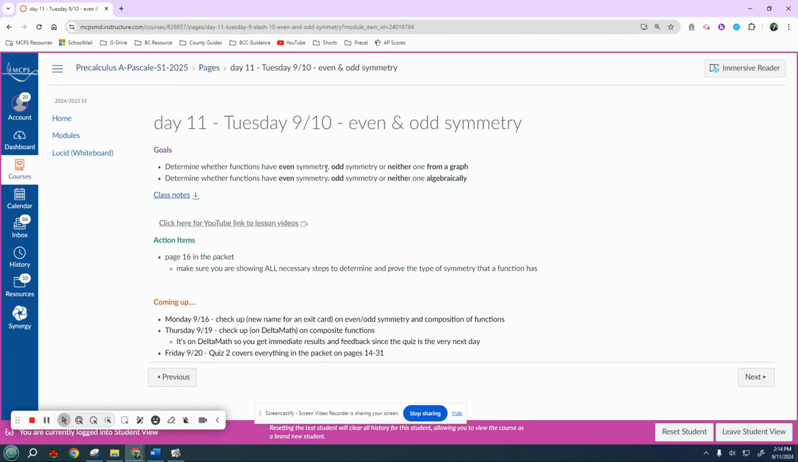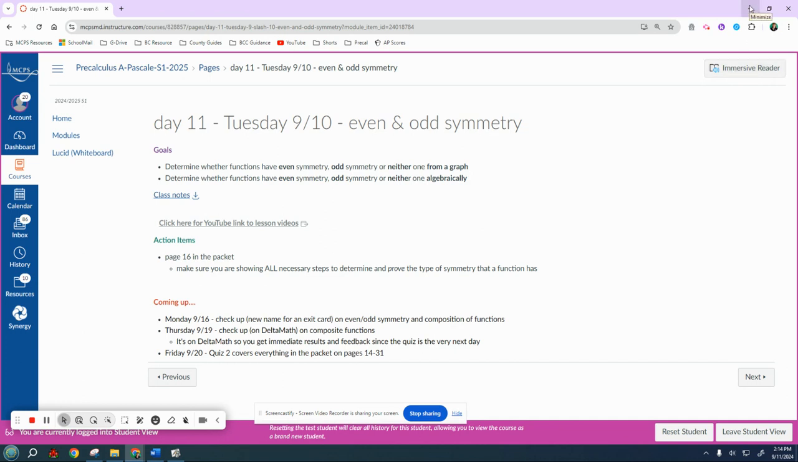It tells you we did even and odd symmetry, what it's like to look at it from a graph and algebraically. Here's a link to the notes that we had yesterday, a link to the YouTube stuff, what the homework was, and then what's coming up. I haven't posted today's page yet, but it's coming.